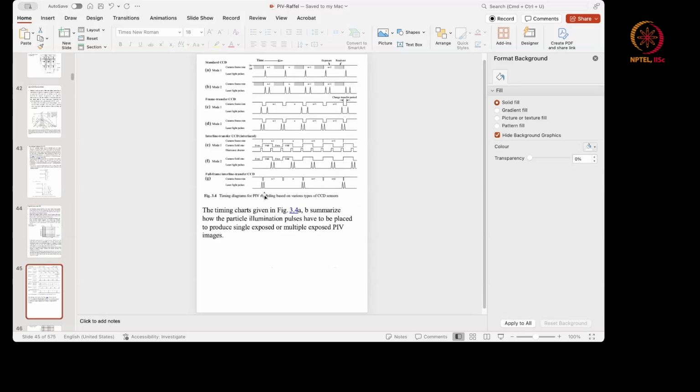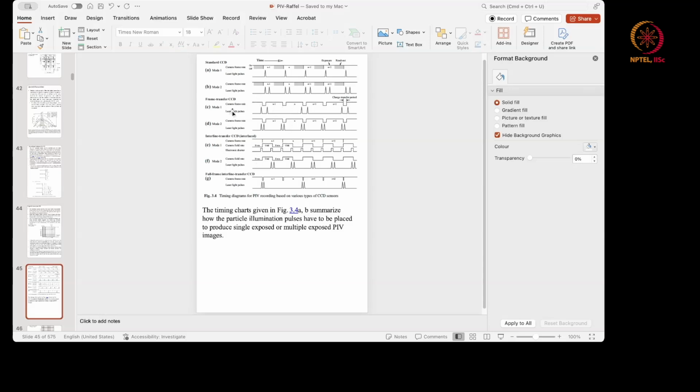If you look at this, this is the standard CCD, this is the frame transfer CCD, this is the interline CCD, and this is the full frame interline transfer CCD. These are the laser light pulses, and you can see how the camera is open between the two pulses. In the frame transfer CCD, this is where it is open, and this is the period where the charge transfer happens.